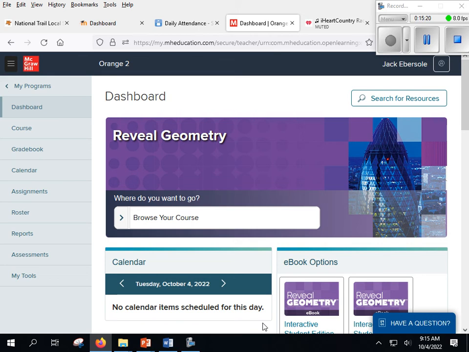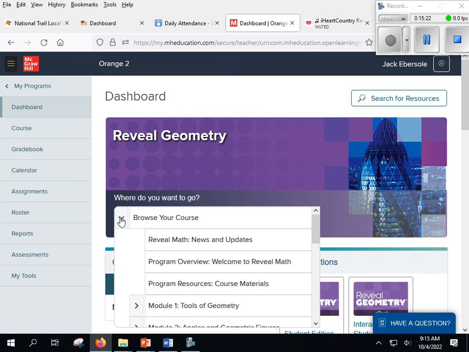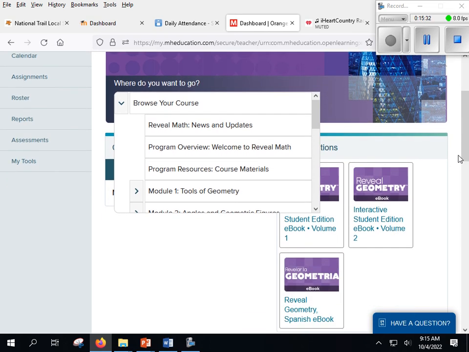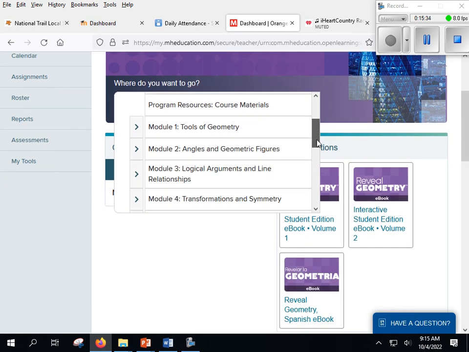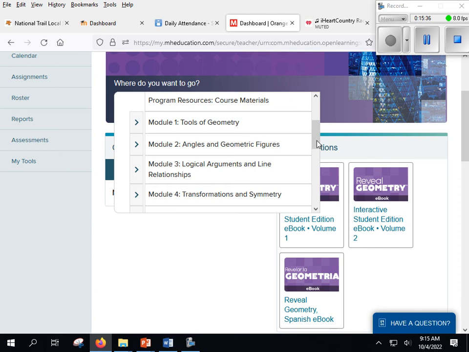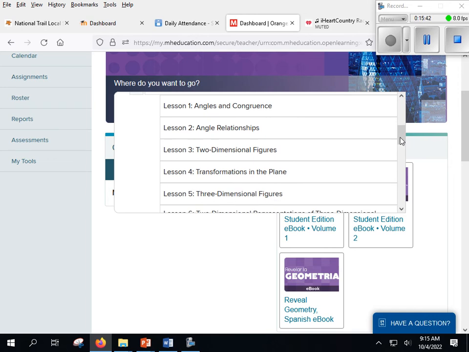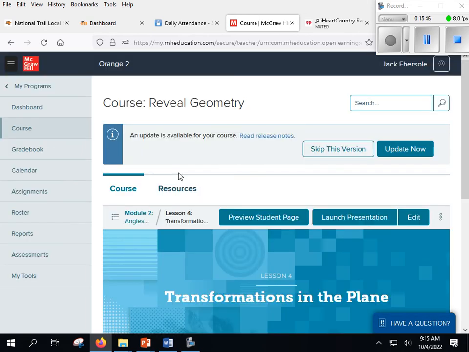Do this. Click on browse your course. What module are we on? I'm not sure why they call them modules. What chapter are we on? 2. Go down to 2. Click the arrow out here. And it's going to have another drop down. Scroll down a little more. We want to go to lesson 4.